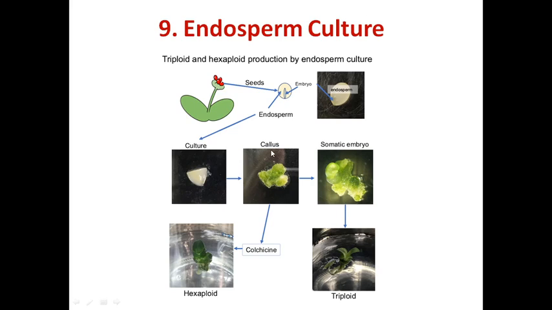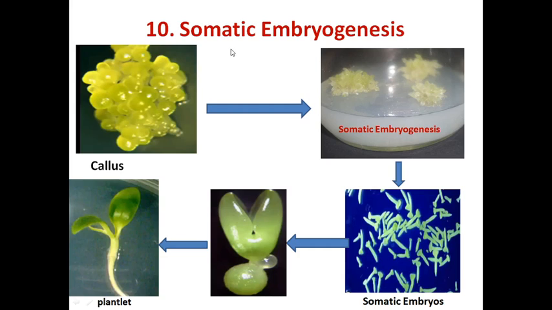Then students, when giving treatment to that callus, we can give colchicine treatment. Colchicine helps in doubling the chromosome number, and then hexaploid plants are also produced through endosperm culture. So students, next I am focusing on somatic embryogenesis. Normal embryos develop after fertilization, but here, one of the important things is that somatic embryos are produced.